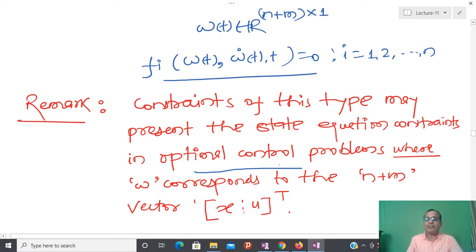So suppose I have x equal to R^n, n number of states, and u equal to R^m. So my performance measure or performance function is a function of n plus m variables. Out of that, only m variables I can choose, meaning that they are independent.